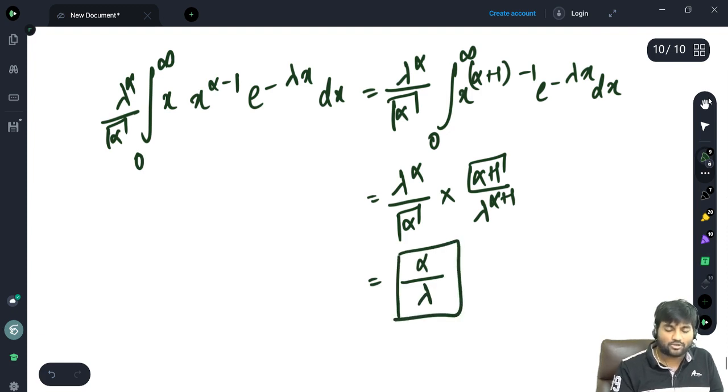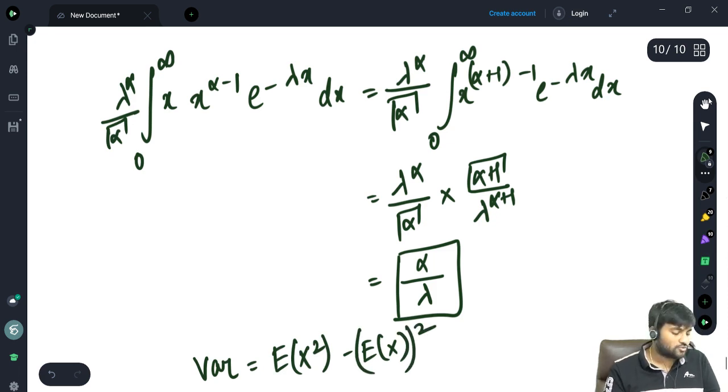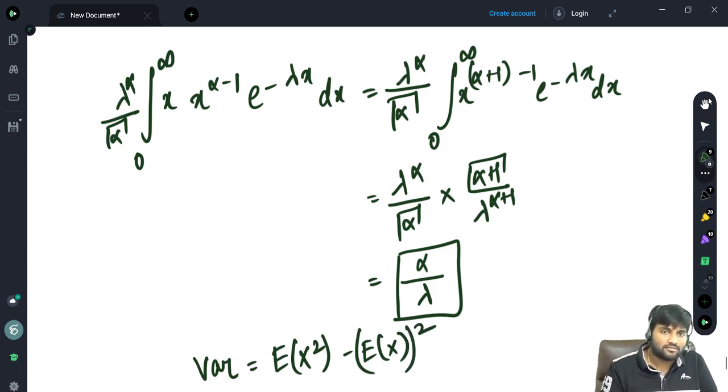And similarly, we can solve for expectation of x square. And what is the formula for variance? Expectation of x square minus expectation of x whole square. Is it okay, everyone? Okay.